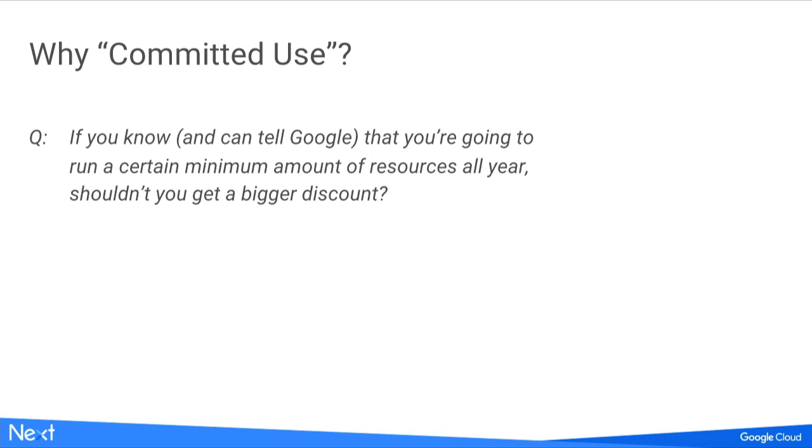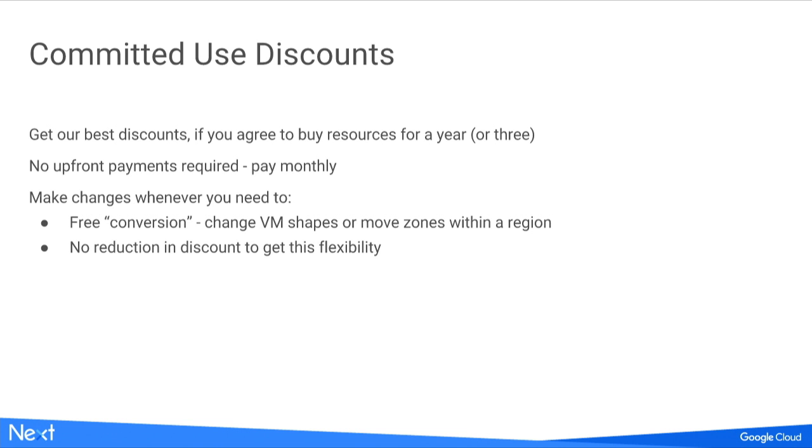So that brings us to the question of a product we announced this morning called committed use discounts. Basically, the premise of the product is if you knew and you could tell Google that you were going to use a certain minimum amount of resources all year, shouldn't you get a bigger discount? Well, there's one obvious answer to that. We say yes. So how does it work?